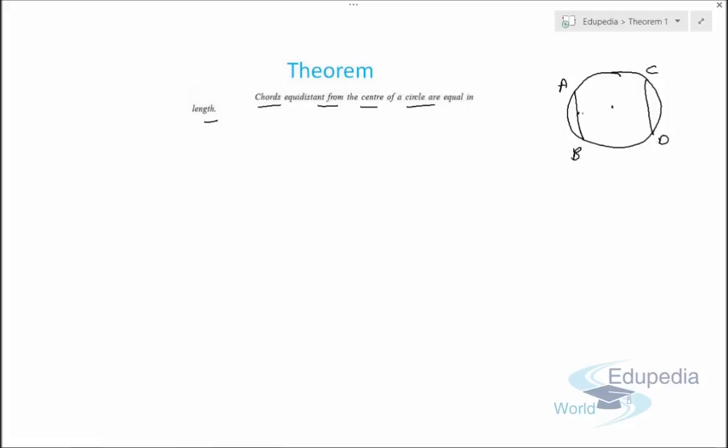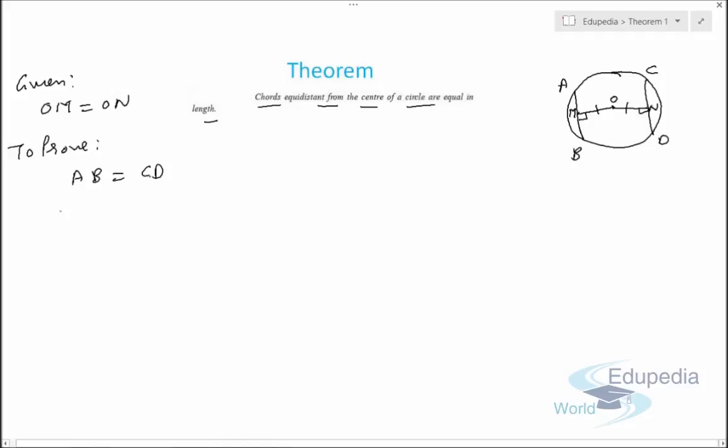Now let's say we draw a perpendicular like this. This is 90 and this is 90. Now it's given they are equidistant, means this line equals this given. So let's say this is M and this is N. Now, first of all we need to write given. So it's given they are equidistant, so we can say that OM equals to ON, and we need to prove that AB equals to CD. So let's discuss how we can prove this.